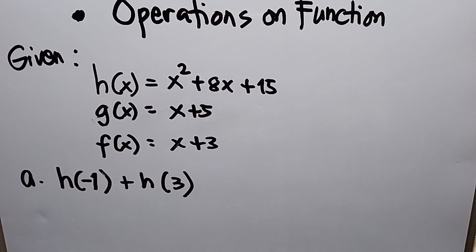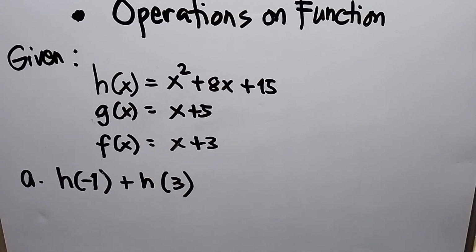I have here the given: h of x is equal to x squared plus 8x plus 15. The second function is g of x is equal to 5x plus 5, and then the third function is f of x is equal to x plus 3.